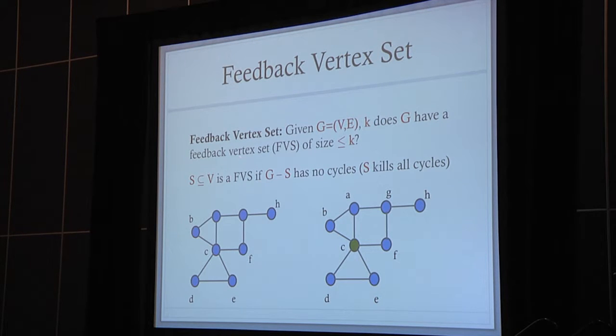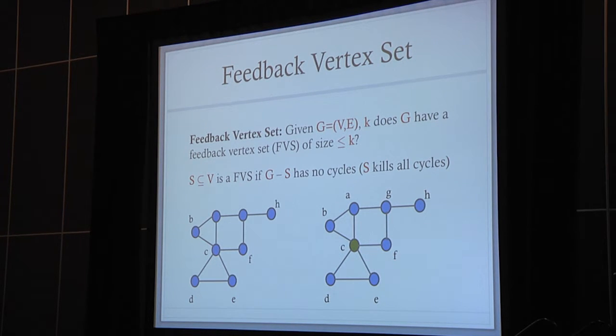So let's look at another problem called feedback vertex set. What is this? You have a graph, and I want to find a set of vertices such that if I remove it, the graph has no cycles. Okay? So here is one vertex. If I remove it, the graph has no cycles. Right? So I want to find a subset of vertices which kill all the cycles.